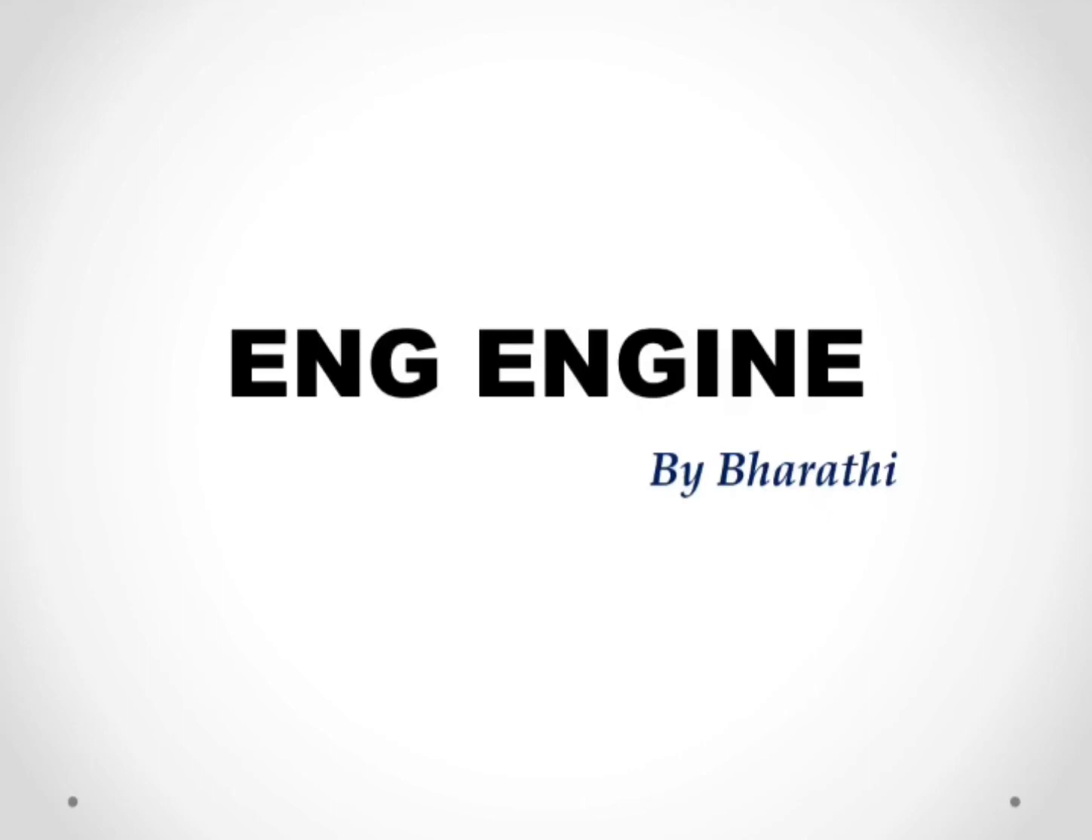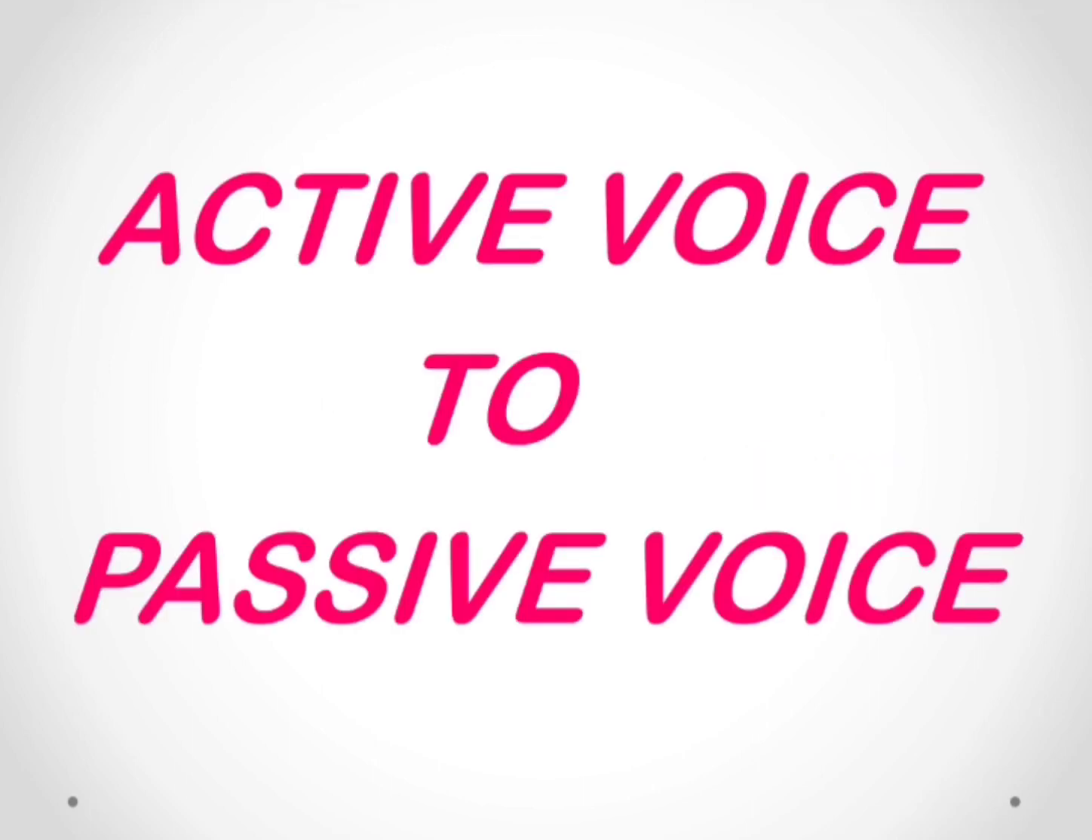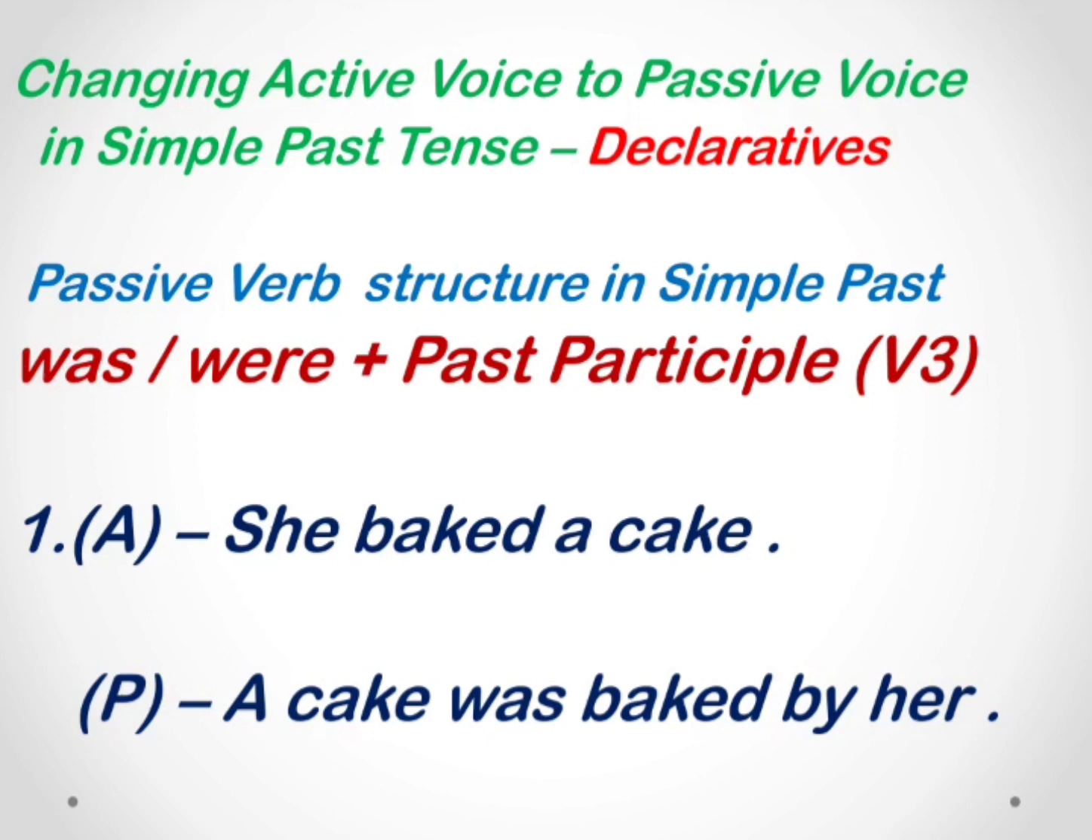The topic in today's video is active voice to passive voice using the past tense, that is the simple past tense. First, let us see the declarative sentence. Changing active voice to passive voice in simple past tense in the declarative sentence. The passive verb structure in simple past tense is either was or were plus the past participle. The past participle can also be called as verb 3.